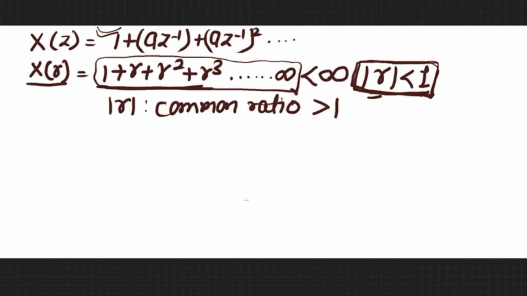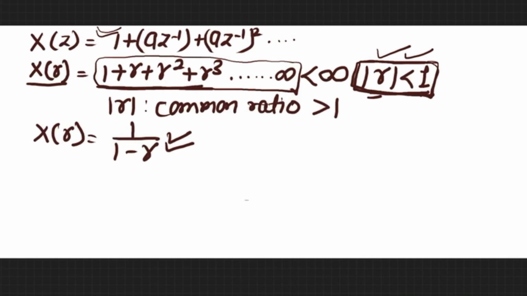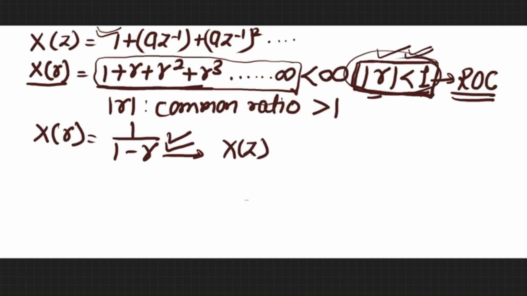In that case, what will be the result? The result will be 1 upon 1 minus r. This will give you the result. So, how to use these two things in Z transform? This condition will tell you the region of convergence for Z transform. This result will give you the value of Z transform. So both will be used, one for region of convergence and one for Z transform.